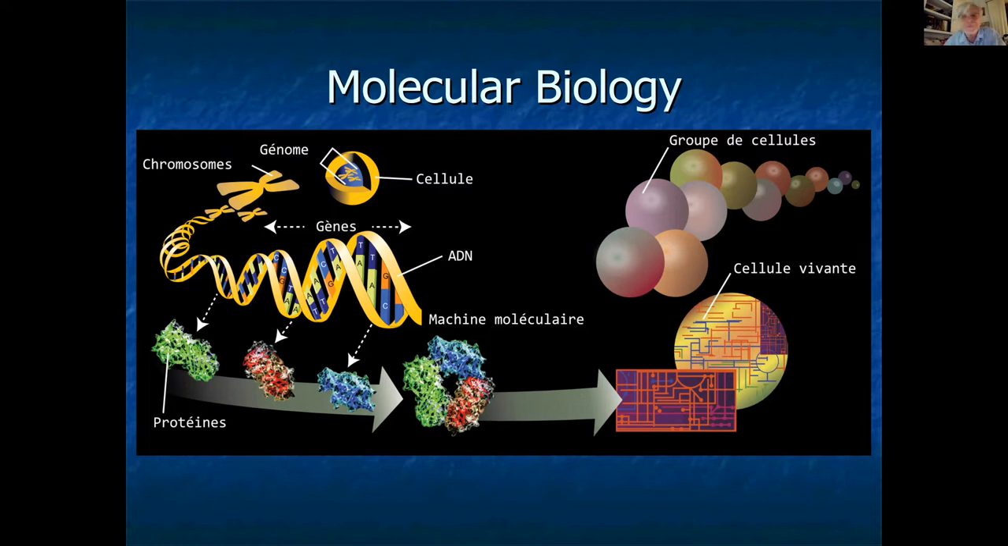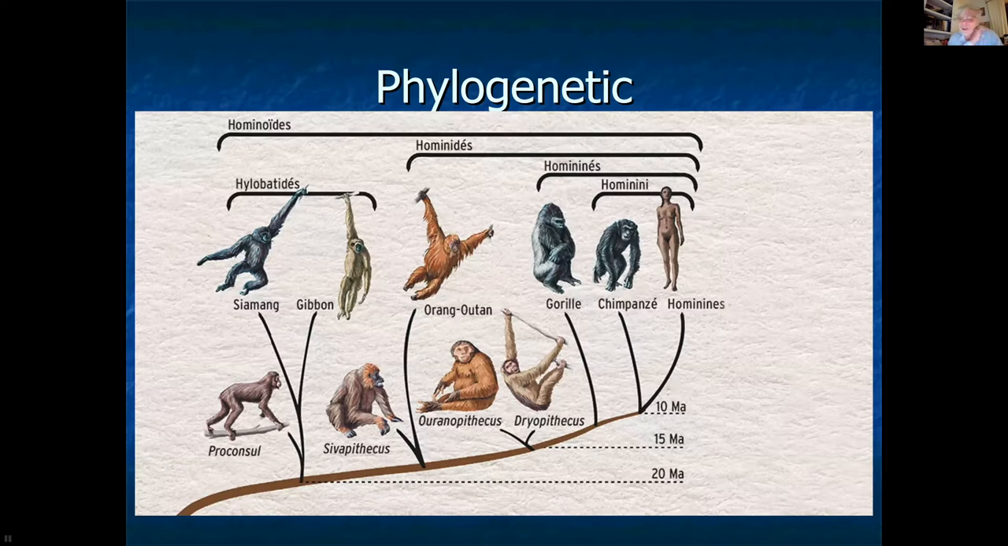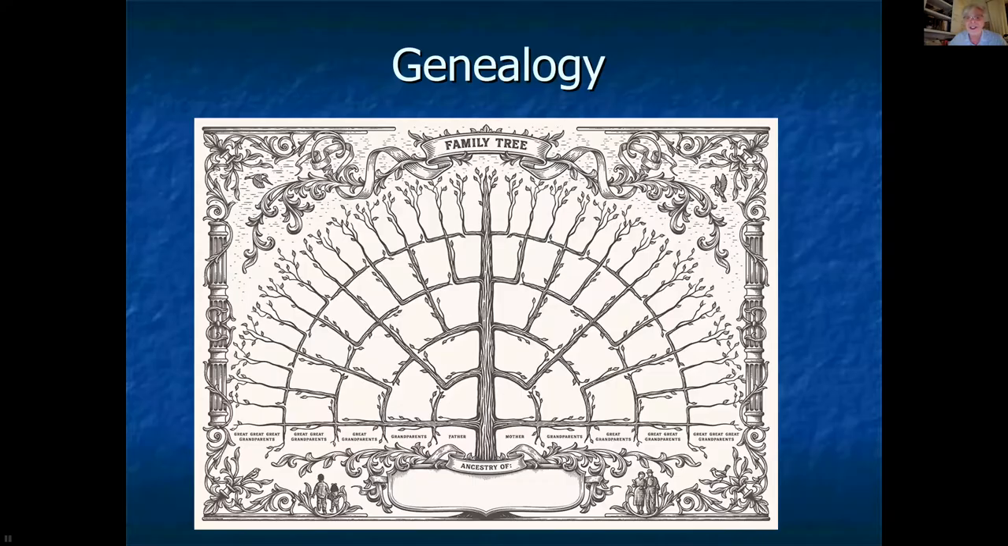Also, the other field that I am very interested in is phylogenetics. What is phylogenetics? Phylogenetics is a branch of biology that studies the evolution, the evolutionary tree, of living organisms. And the third one is genealogy. So that is where the project began, I would say 20 years ago.